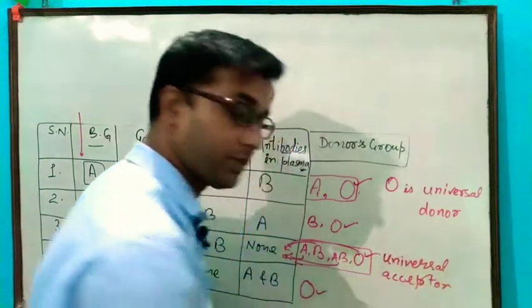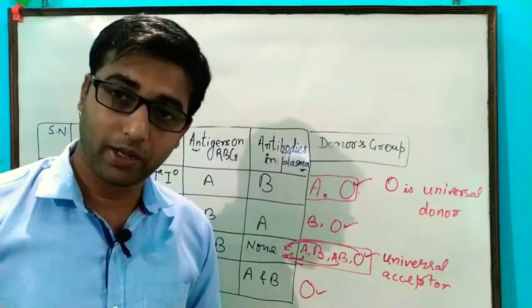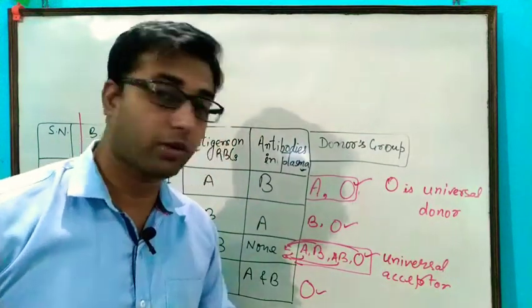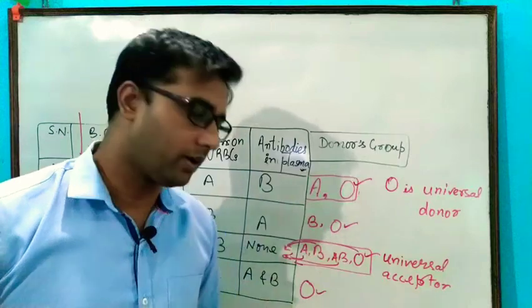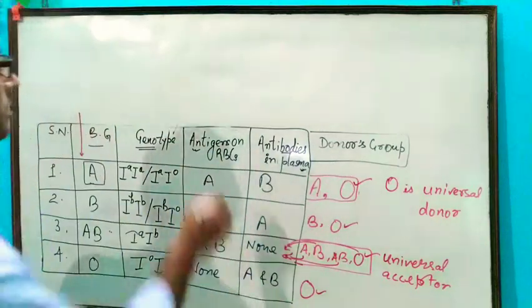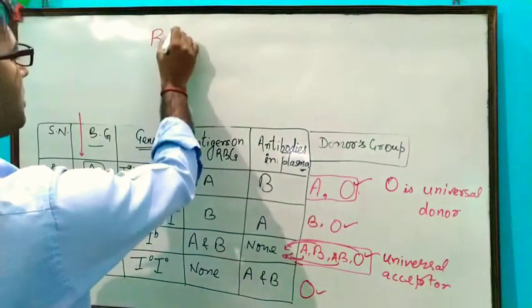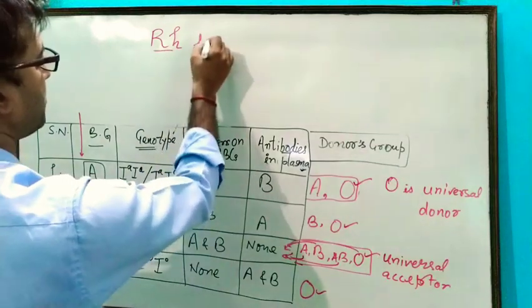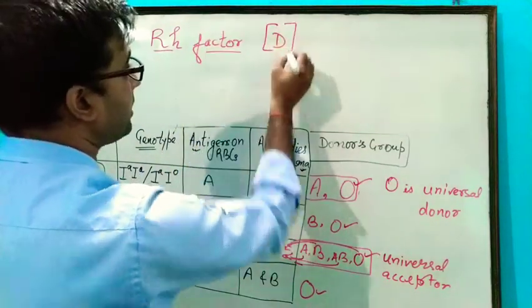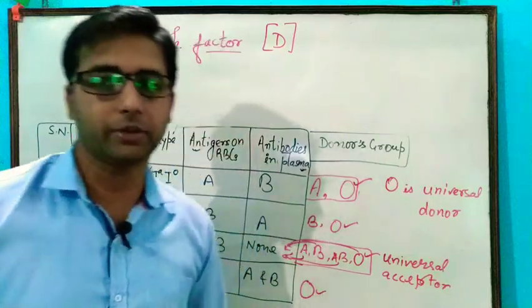Universal acceptor. Okay, am I clear? So this is very, very important for the transfusion of the blood. Now, another important factor is the presence or absence of Rh factor, which is denoted by the capital D.